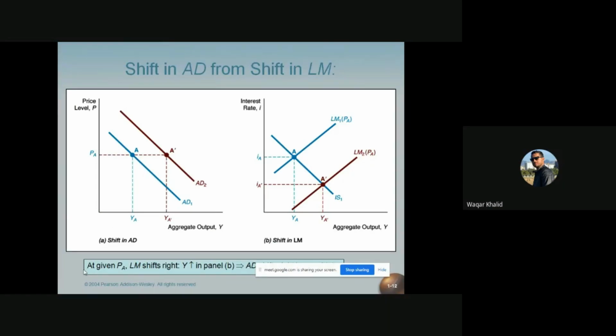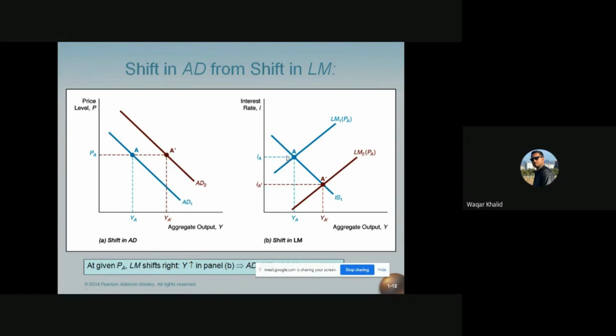Suppose in panel A, we are here at aggregate demand 1, and we look at what happens to the level of aggregate output when the price level is held constant at PA. Suppose the price level is constant at PA. What will happen to the equilibrium level of output? For example, a rise in the money supply. If there is a rise in the money supply, what will happen? The LM curve will shift to the right, which will raise the equilibrium level of output.